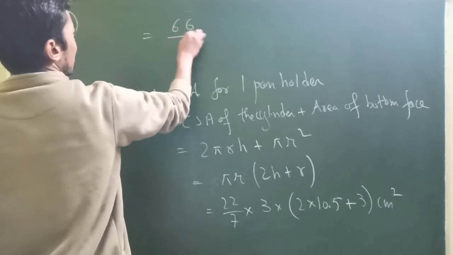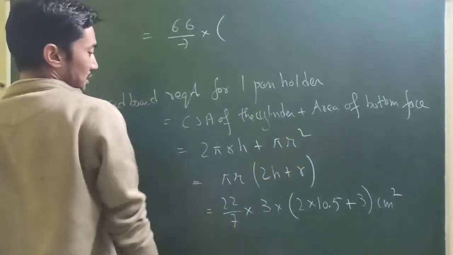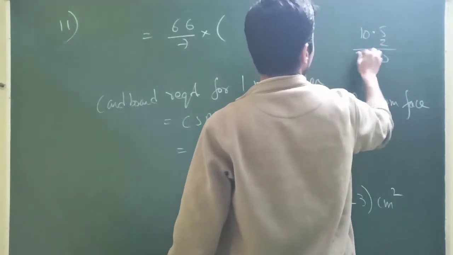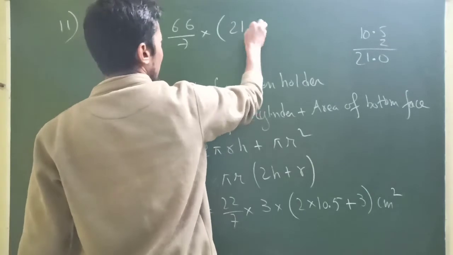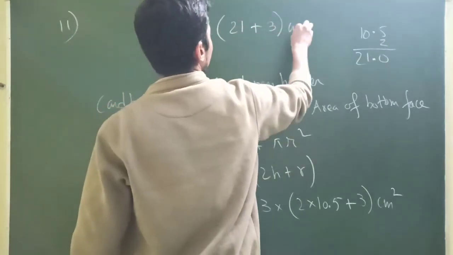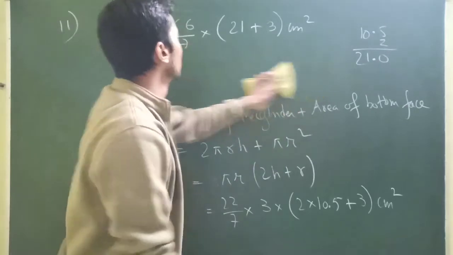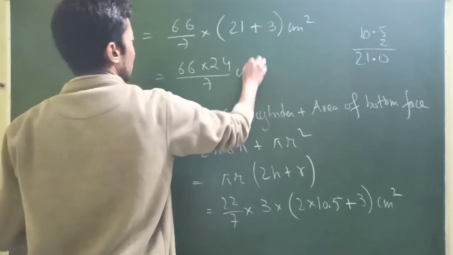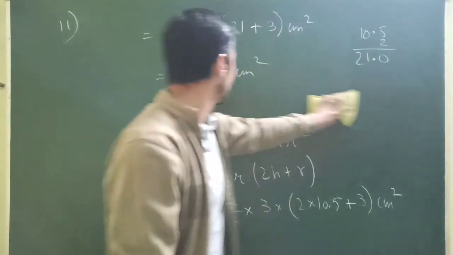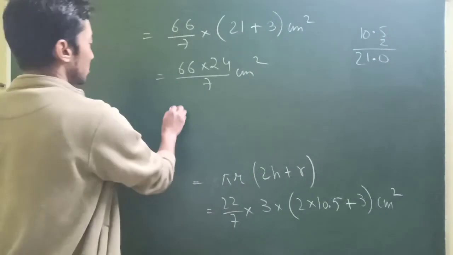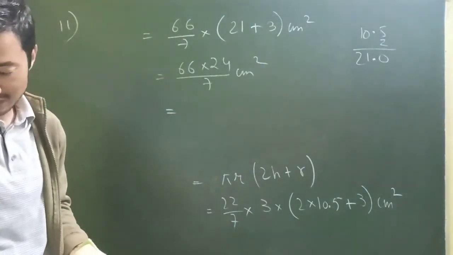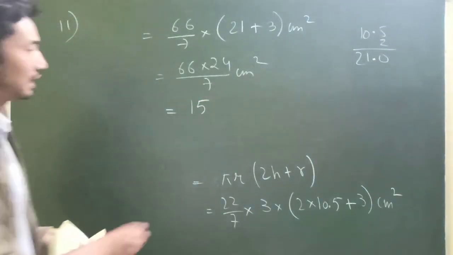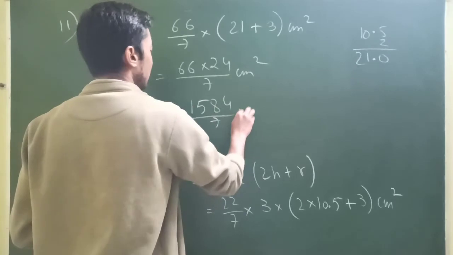So 66 by 7 into 10.5 into 2 is how much? 10.5 into 2, 2 5s are 10, 2 1s are 2, so that's 21. So that's 66 into 24 by 7 centimeters square. What will be 66 into 24? 2 4s are 8, so 1584 by 7 centimeters square.